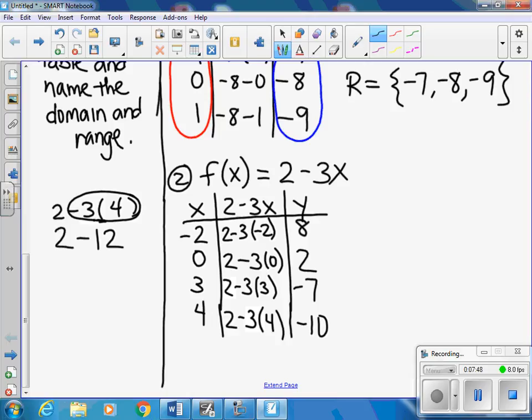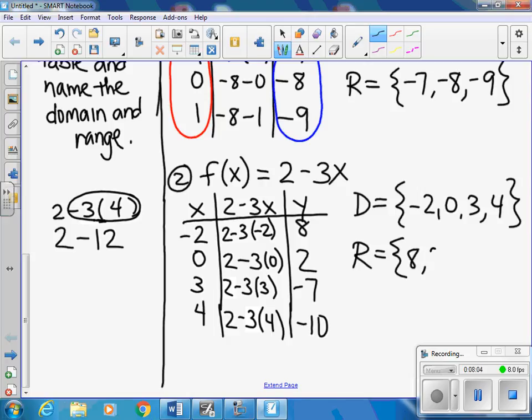So that's what your completed table should look like. Now we want to list the domain and range for it. So our domain equals, and remember that's the x values that were given to us, -2, 0, 3, and 4. Close your braces. And the range values are the numbers we came up with, so they're our y column: 8, 2, -7, and -10. Remember, it doesn't matter what order those numbers are in, as long as you have all 4 of them.